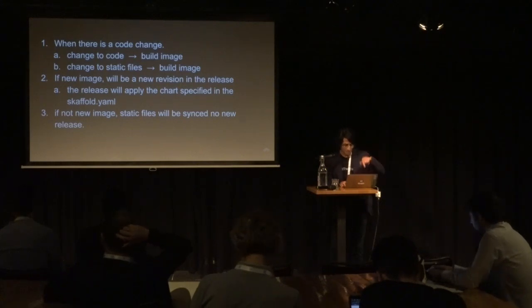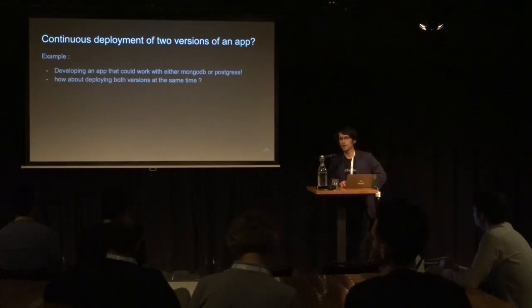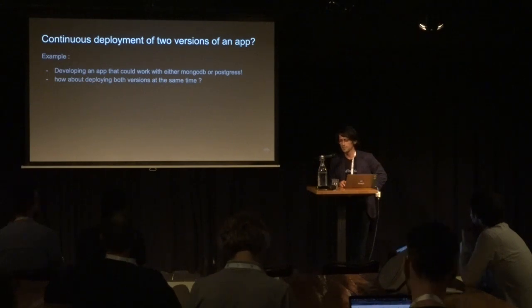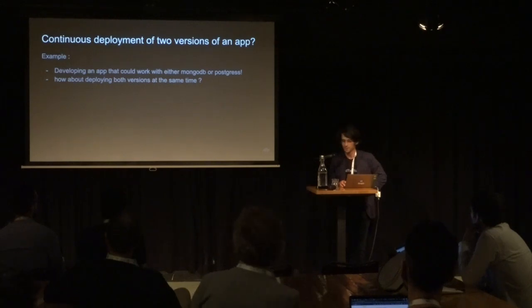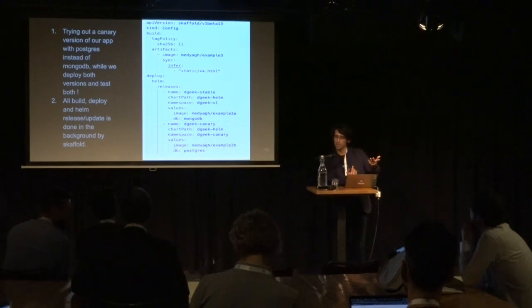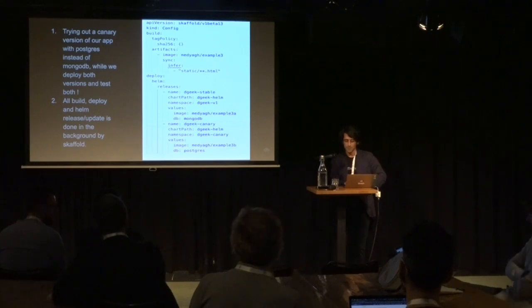I think I already talked about this. I'm going to skip as much as I can. One of the frustrating parts of developing as a developer was choosing a database. I did not like that. I started with MongoDB and I switched to Postgres and I was like, which one is better? How about I develop one app, but deploy it twice, one with MongoDB, one with Postgres. So you see I have 2 releases in Helm: one dgeek stable and one dgeek canary.